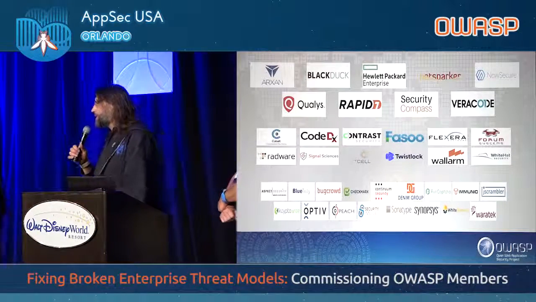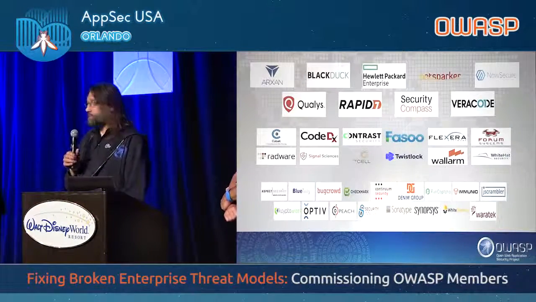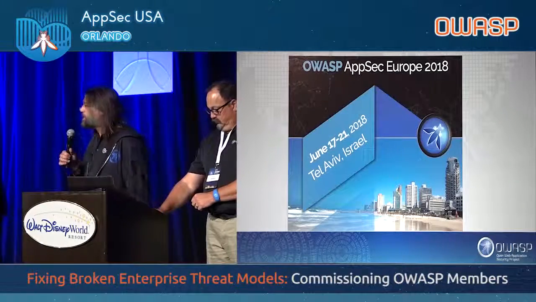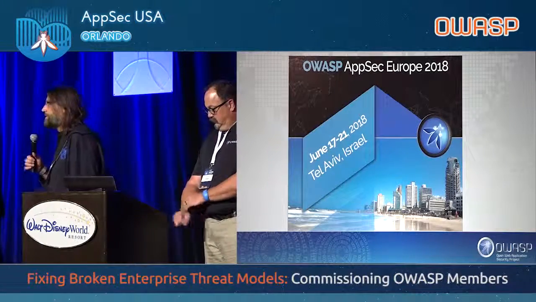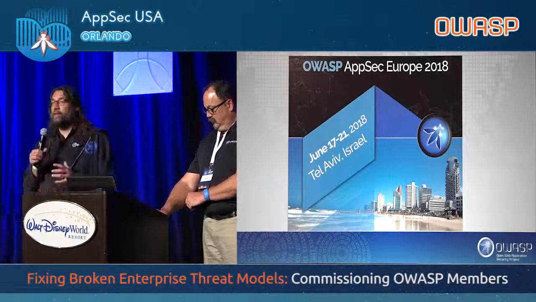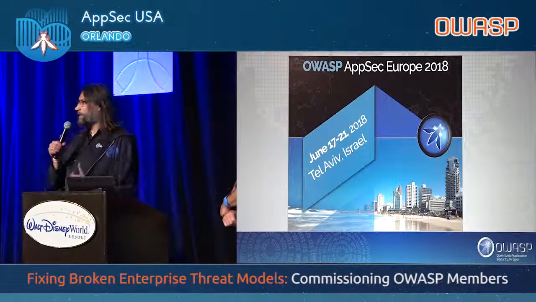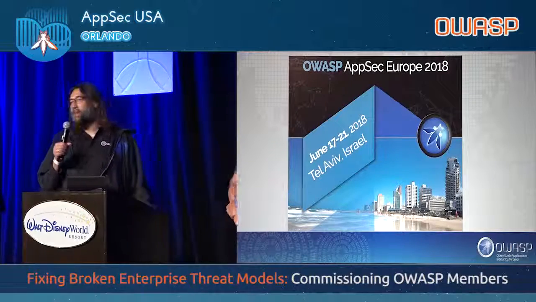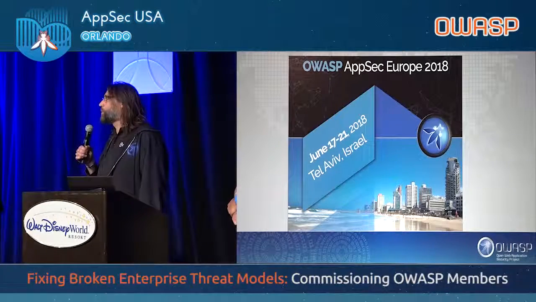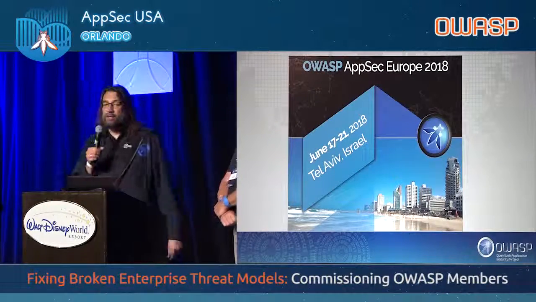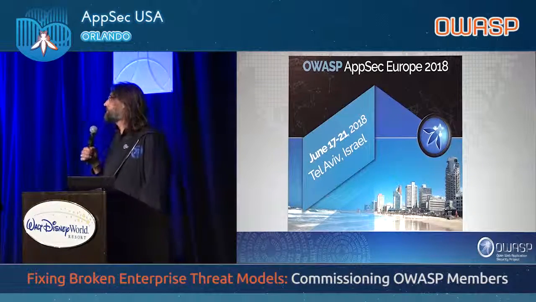Now, normally it's time to announce next year's AppSec US. Unfortunately, we have not settled all the details yet, but there are also other countries outside of the US, where people like me come from. So the next Global AppSec Conference will be in Israel, in Tel Aviv, in June 2018.